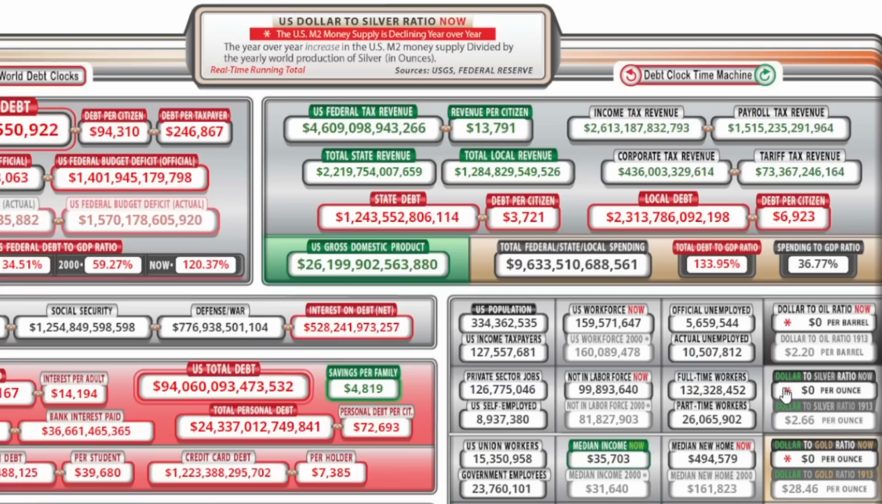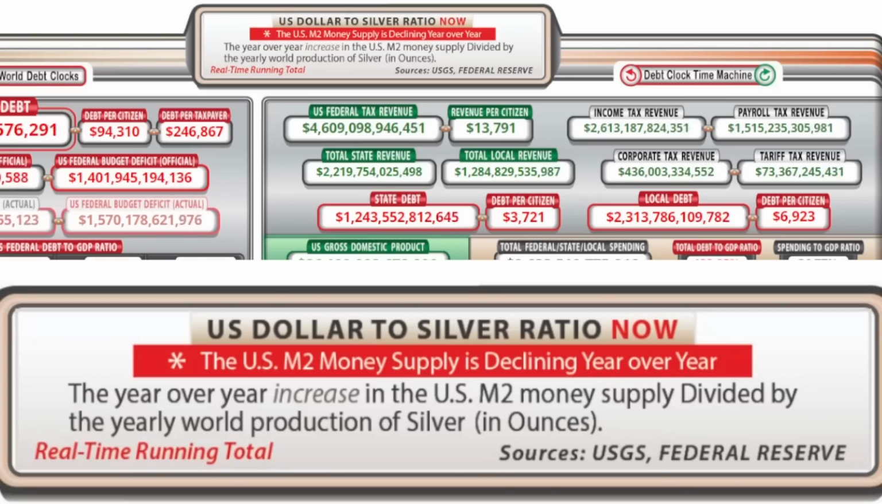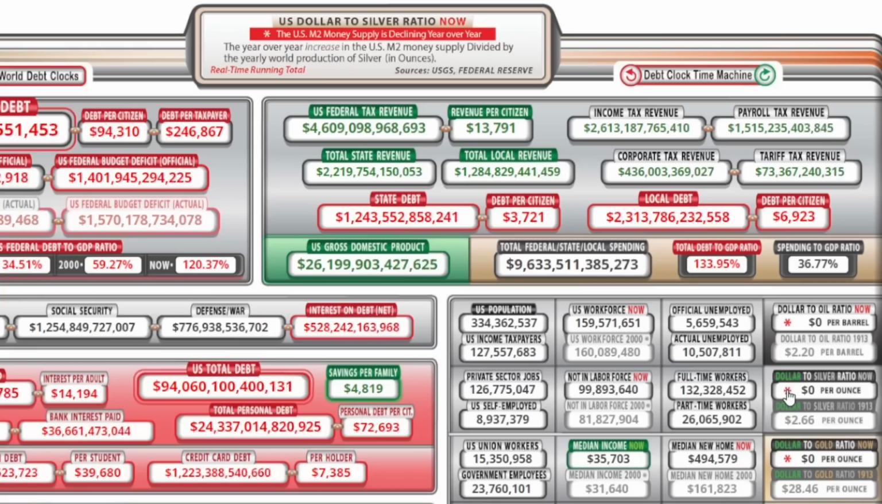So if we hover over dollar to silver ratio, you can see US dollar to silver ratio. Now, I'm going to read the red part last. So the normal definition says the year-over-year increase in the US M2 money supply divided by the yearly world production of silver in ounces. So this basically is showing how many dollars have been created for this particular calendar year and how many ounces of silver have been mined for this particular calendar year. And then we come up with the ratio, right? So let's just say there was $10 created and 1 ounce of silver mined, then the dollar to silver ratio would be $10 per ounce.